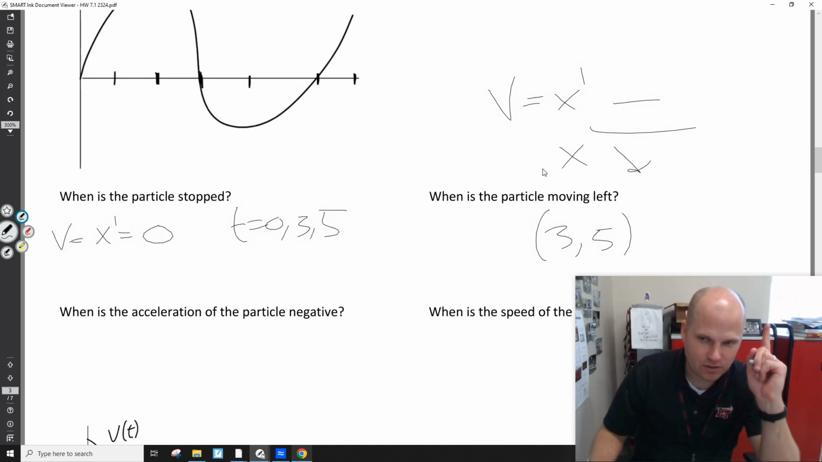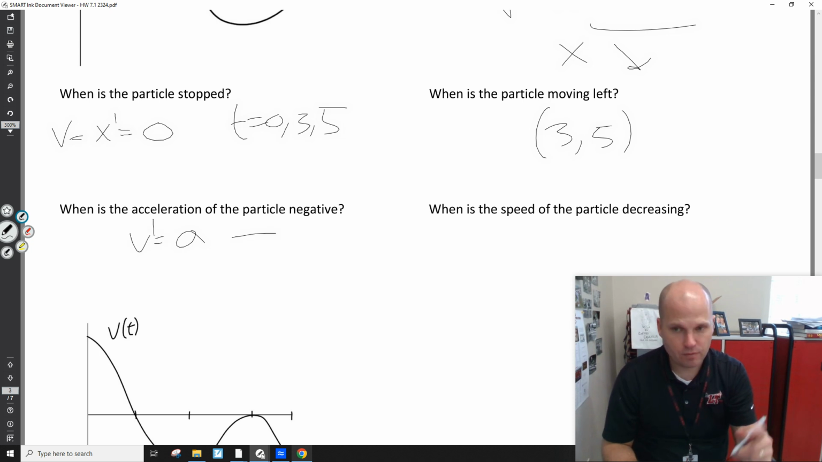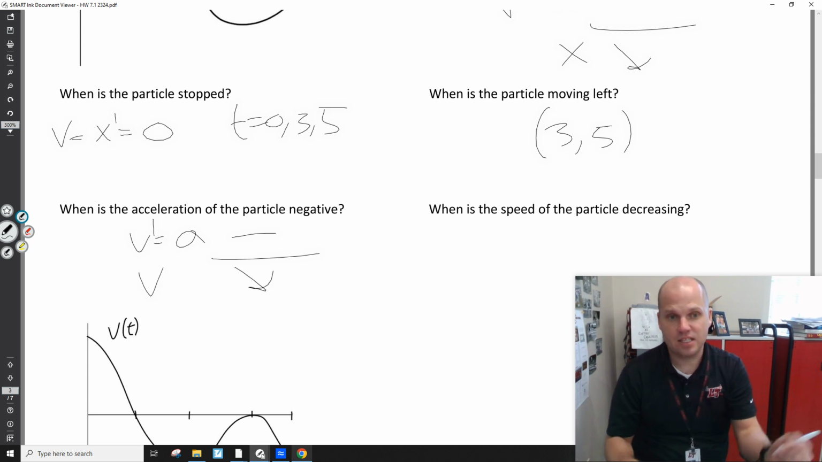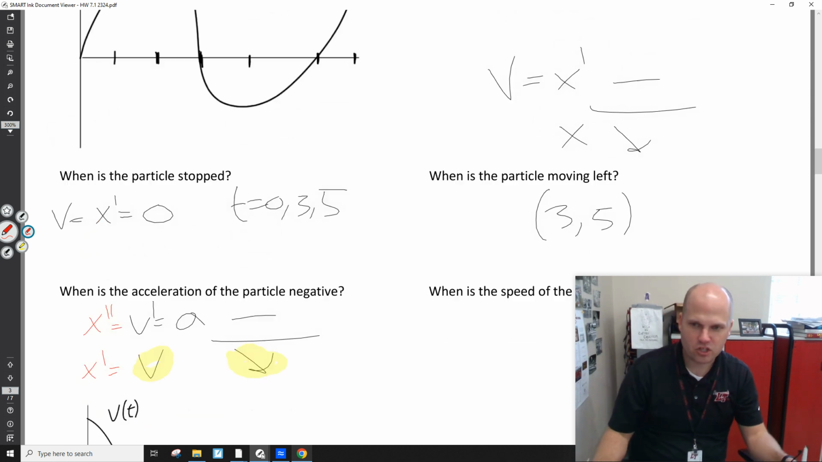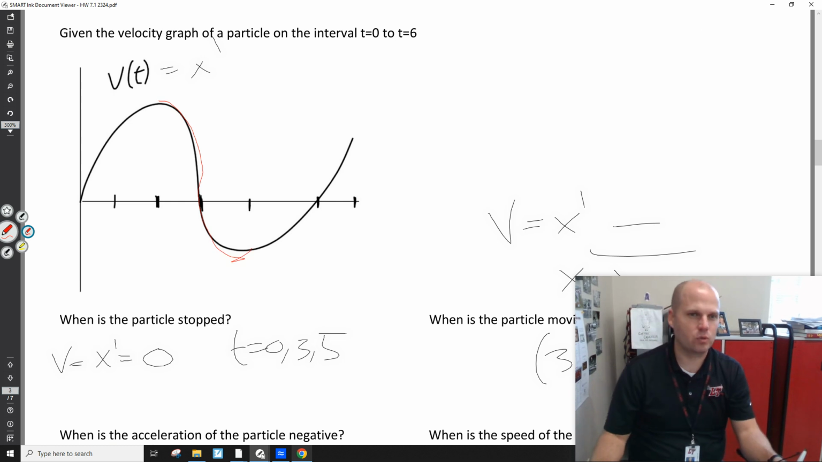When is acceleration negative? Acceleration being negative is the derivative of velocity being negative. The derivative of velocity is negative when velocity is decreasing. You want to figure out when acceleration is negative, you figure out when velocity is decreasing. This is the whole x double prime tells us about x prime's direction. I want to know when x prime is going down. That's between 2 and 4.